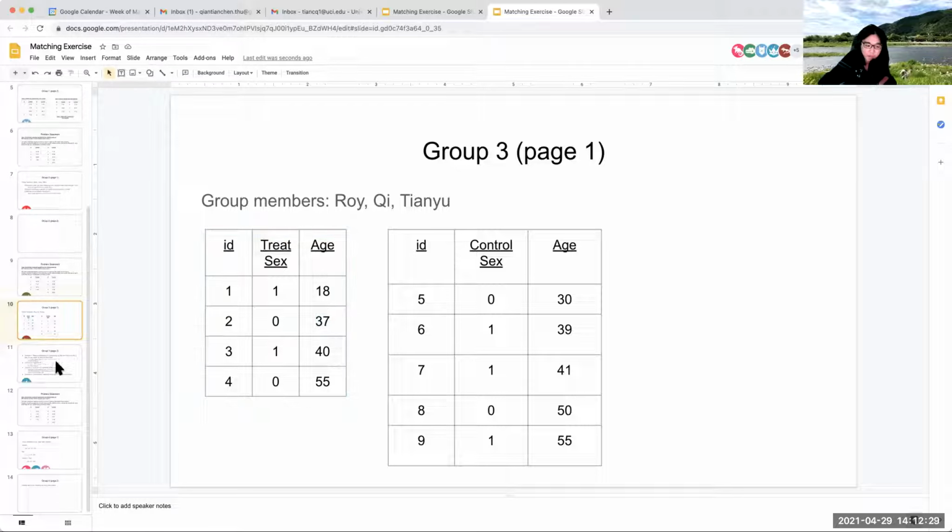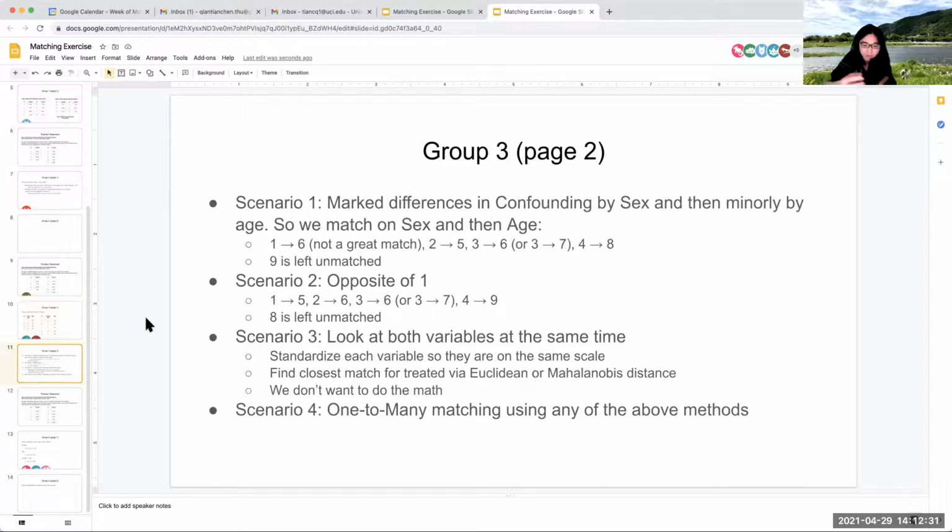For the first scenario, for each individual, we check their sex and match each individual in the treatment group to find one sample from the control group with the same sex as that individual. And then we match the individuals by minimizing the difference in their age.